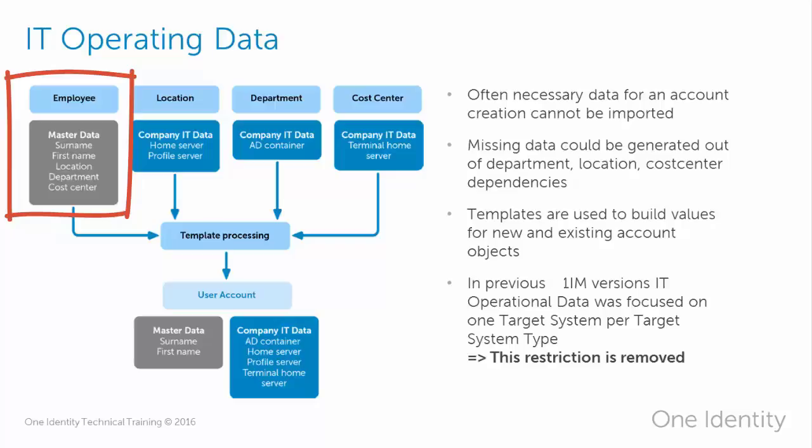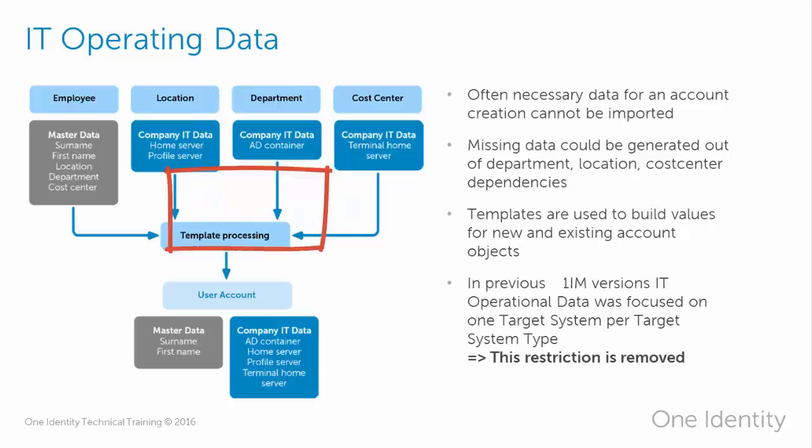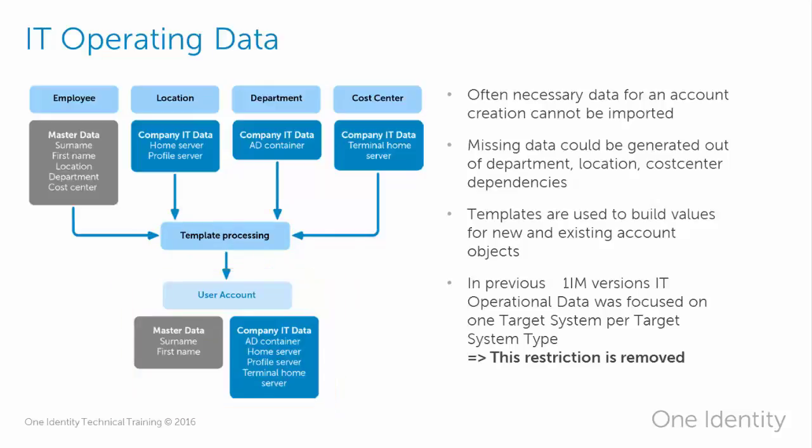Because of that, IT data can be defined, for example, on the basis of a department structure or on the basis of a location structure, and missing data like the Active Directory account container can be calculated and inserted into the new account object on the basis of a department or a location assignment to the person, which is part of the HR data. At the end, because of the IT data, with a few pieces of information coming from the HR system, it is possible to build and create new accounts in target systems without any manual or additional action.